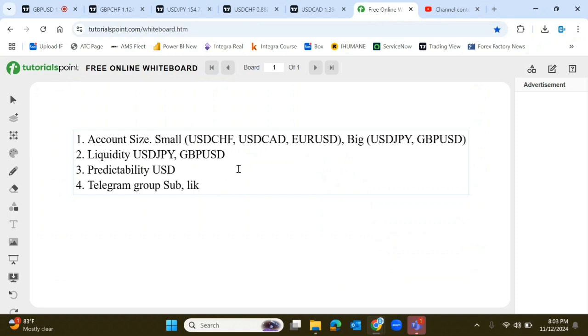By and large, the recommended currency pair for you, if you are just a beginner and you don't have a large account size, but you want a certain level of liquidity, is EUR/USD. Okay, so that is my own recommendation for you.